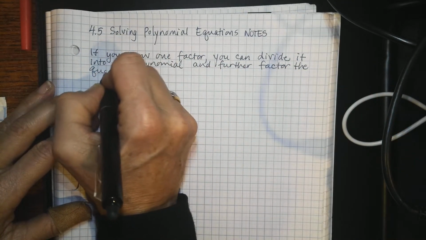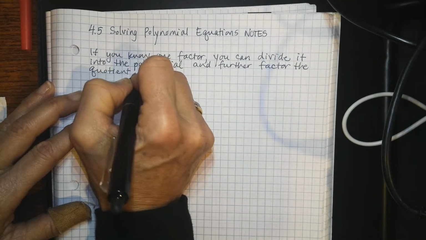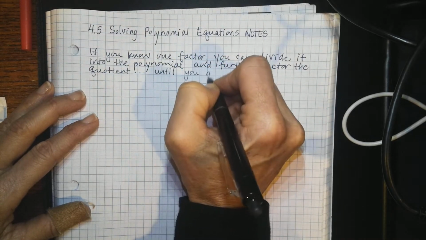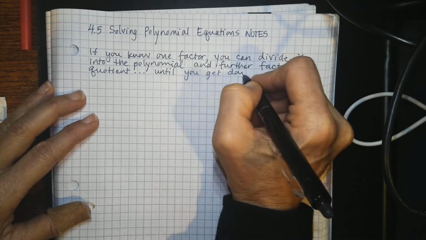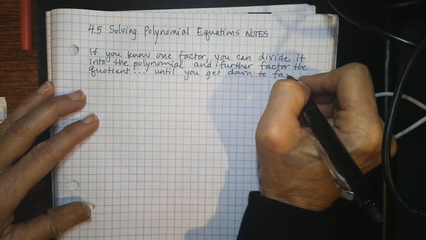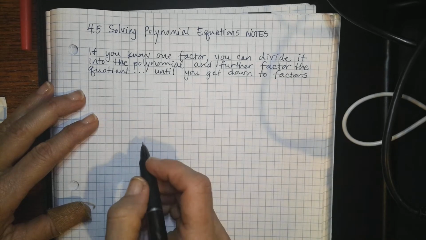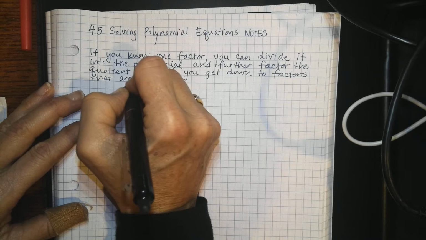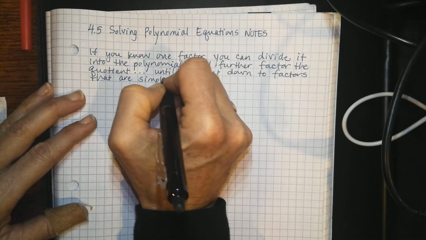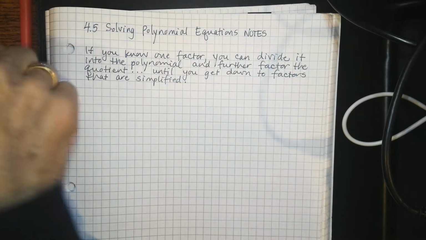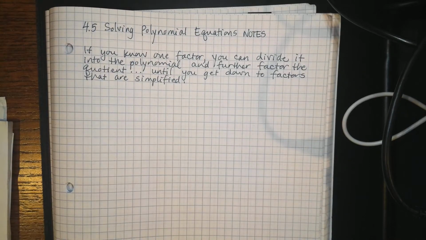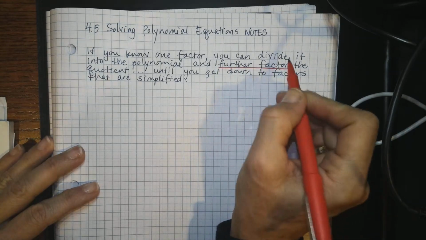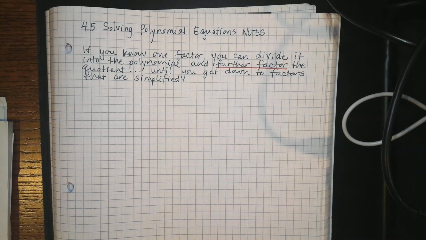Okay, and the key word here is further factor until you're able to get down to factors that can no longer be simplified. You can't take out any greatest common factors. You can't apply any special patterns. Nothing like that. So this further factor is going to be the point that's really important.